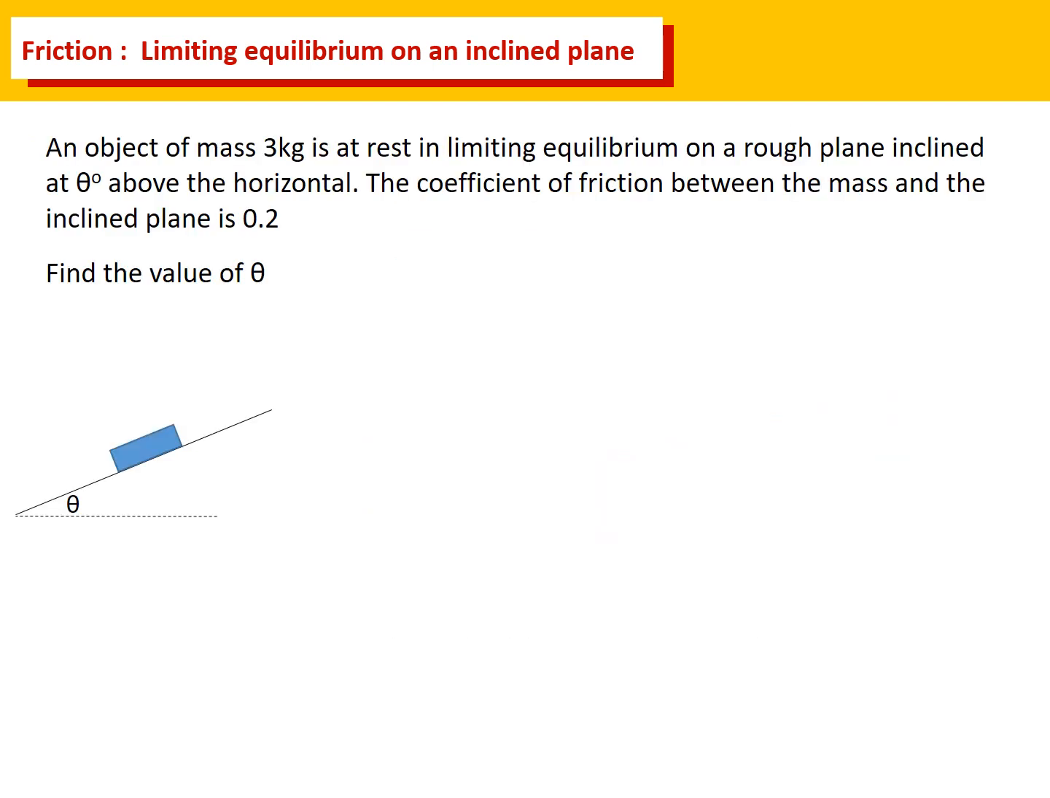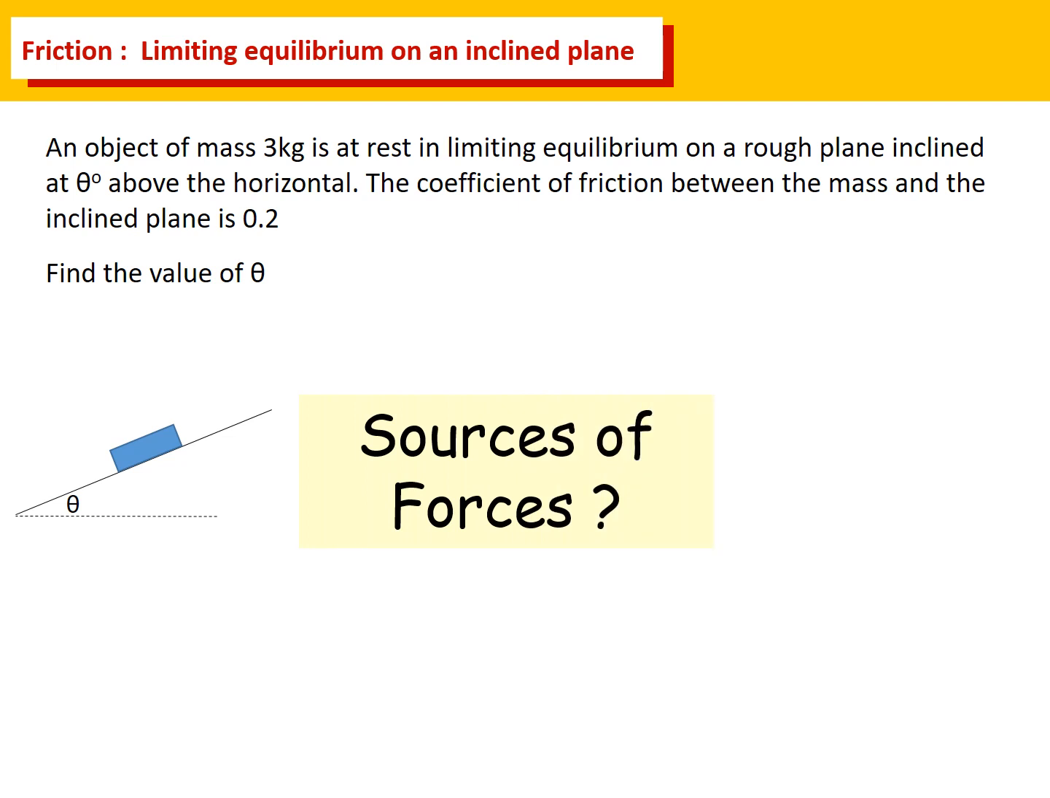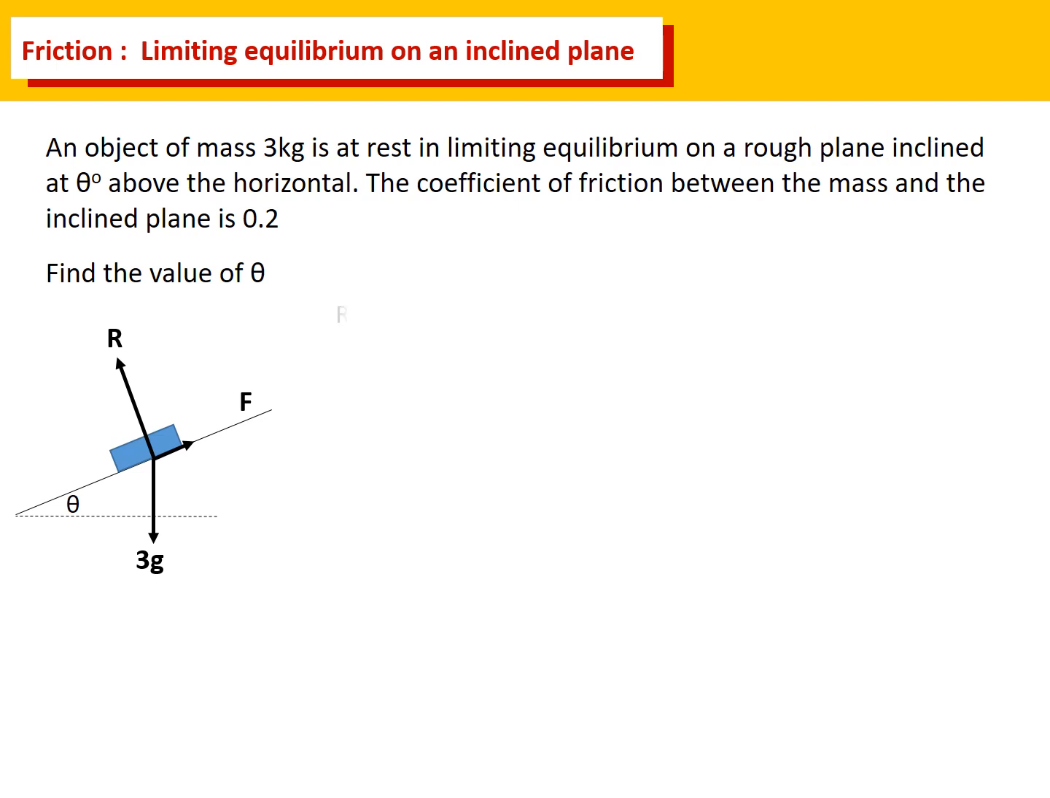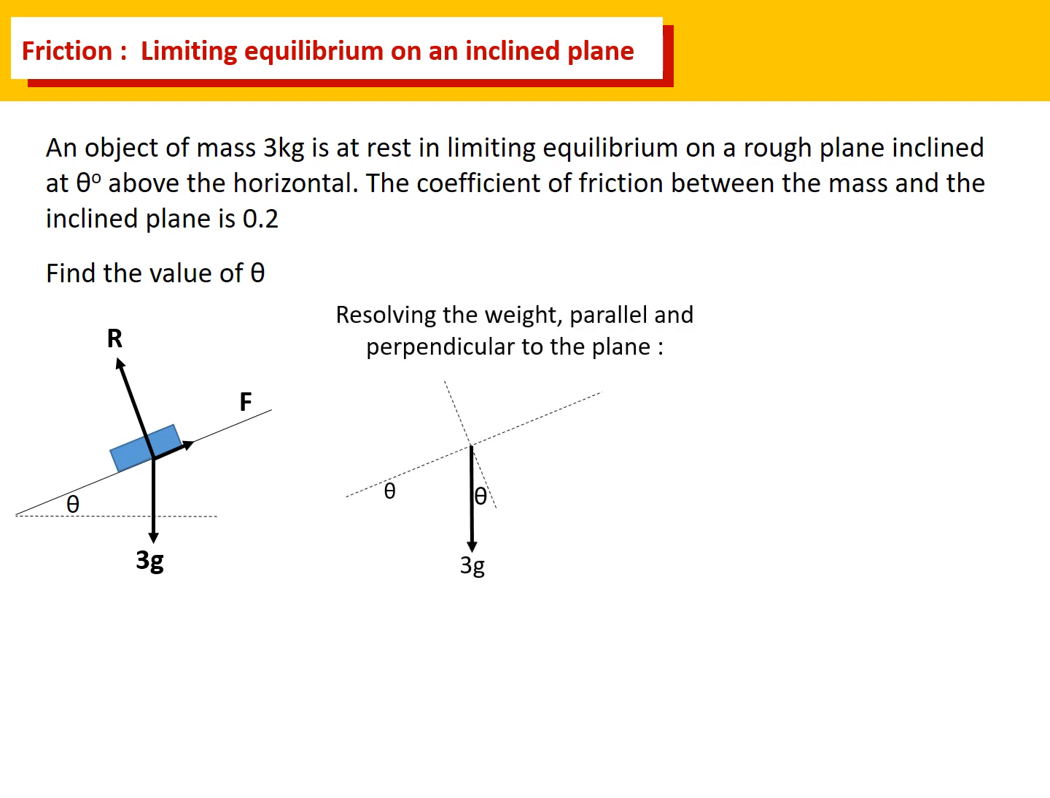So here we have our object on our incline. Again, what are the sources of forces? Well, there's the weight. It's in contact with the surface, so there's a normal reaction. And the object would wish to slide down the incline. Therefore, friction opposes that motion, so friction will act up the incline. We resolve the weight component into the incline and parallel to it. So those are our two components of the weight.